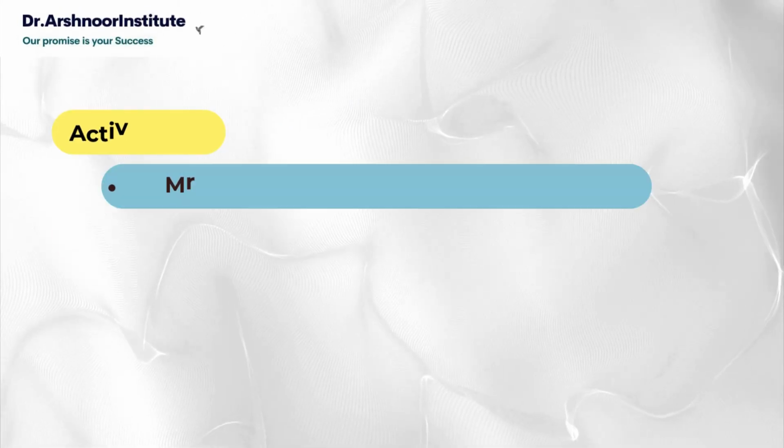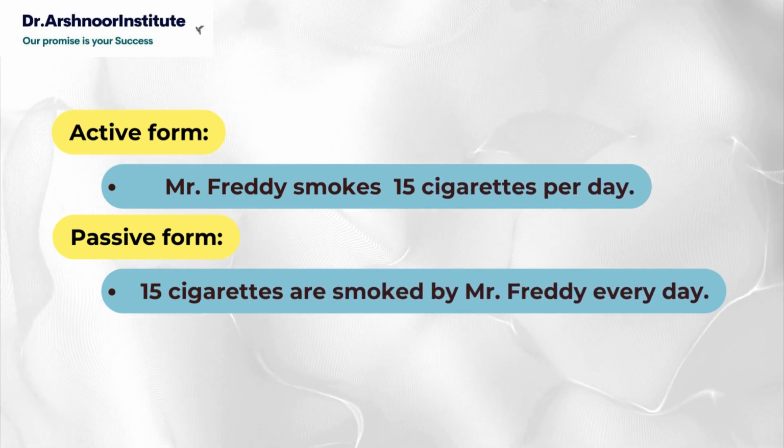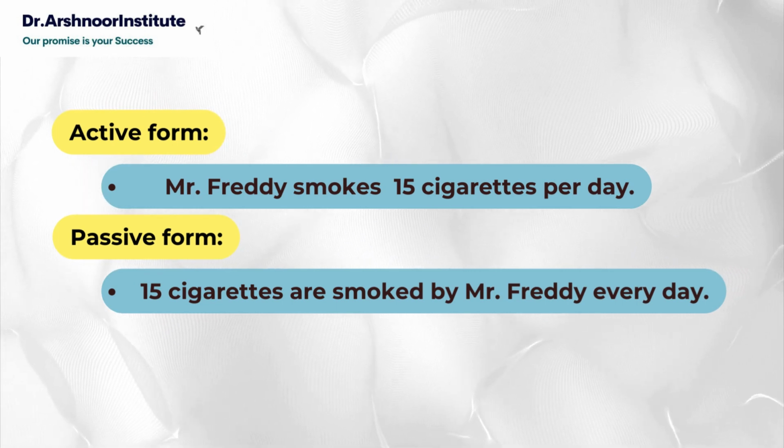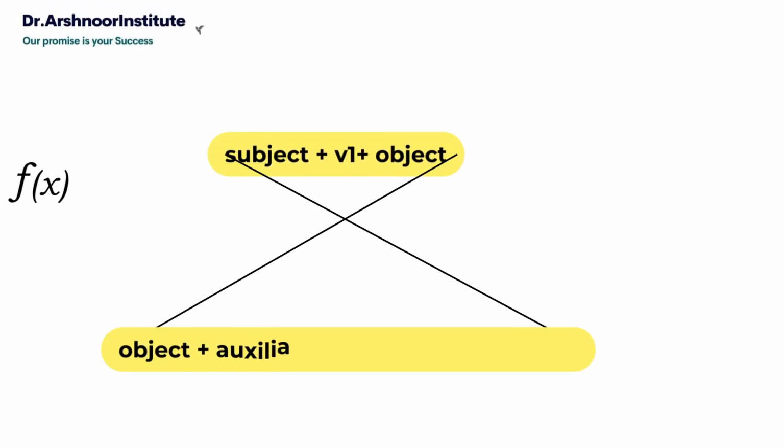Mr. Freddy smokes 15 cigarettes per day. It's a second example and it is an active form. The passive form of this sentence could be: 15 cigarettes are smoked by Mr. Freddy every day. Now I'm going to explain how this formula can be made.